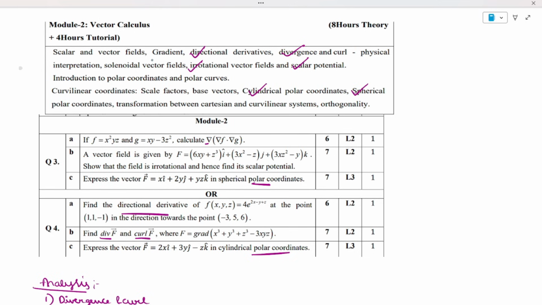First is scalar and vector fields, gradient and directional derivative, divergence and curl, and you will get interpretation, solenoidal and irrotational, scalar potential. Even solenoidal I have incorporated in it. And next is about polar coordinates, polar curves, and next is cylindrical and spherical. If you study, it's more than enough in the chapter curvilinear coordinates.